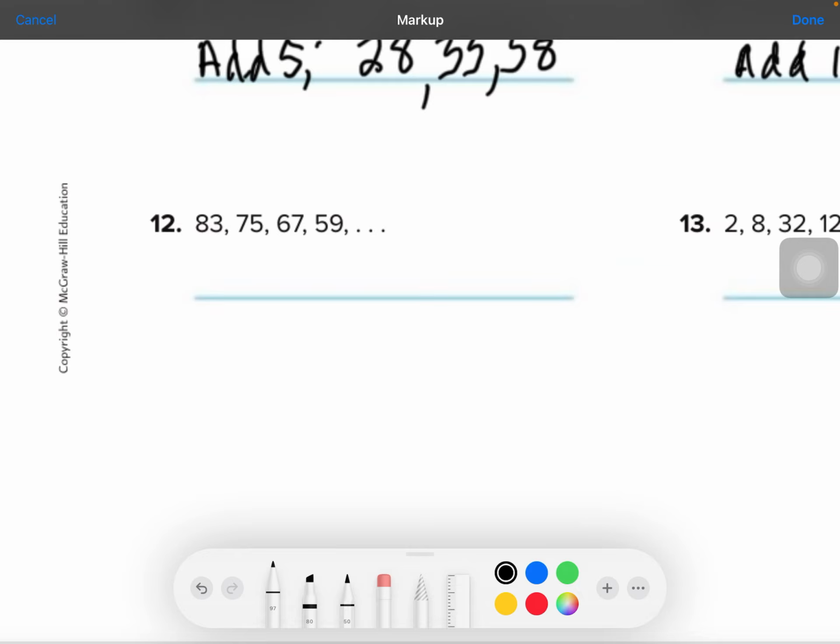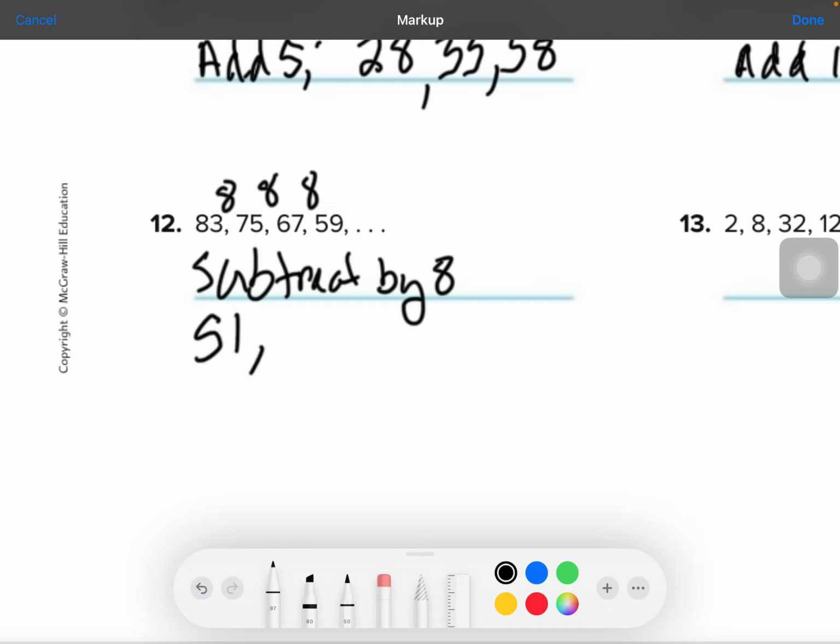Okay, number 12. We have 83 and 75. They're definitely getting smaller as we're going to the right. Let's look at this. How many numbers are between 83 and 75? 8 between these two, 8 and 8. Okay, so it's subtract by 8. So 59 take away 8 is 51. 51 take away 8, 43. 43 take away 8 is 35.